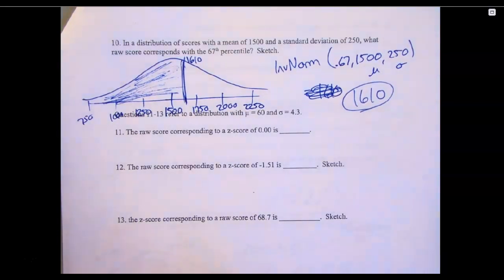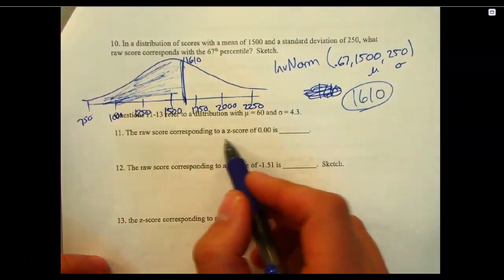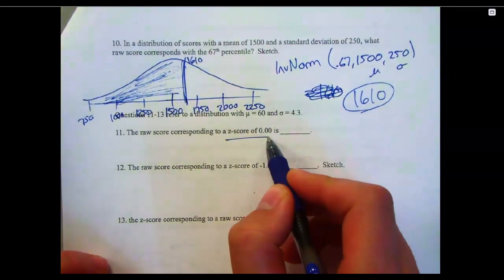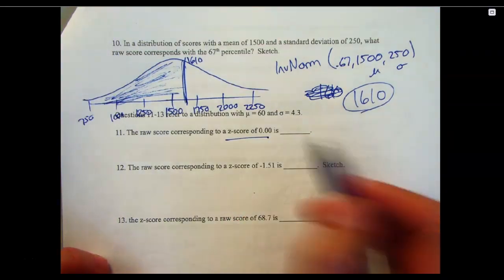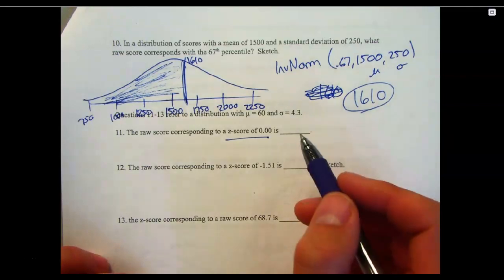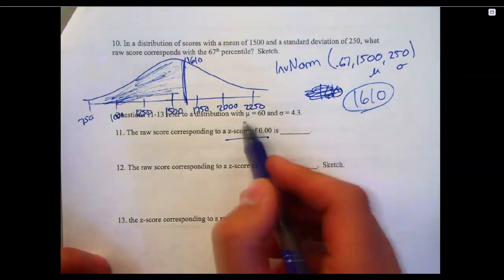11, I don't need to do any algebra. Z-score tells us how many standard deviations we are away from the mean. So how many standard deviations am I away from the mean here? 0. So where am I? I'm 0 away from the mean, and the mean is 60.